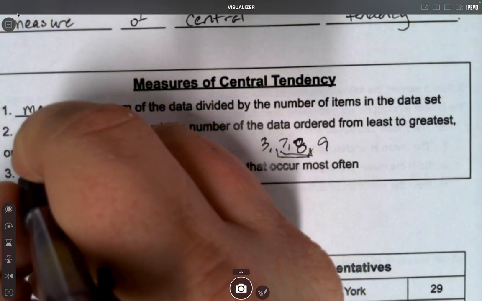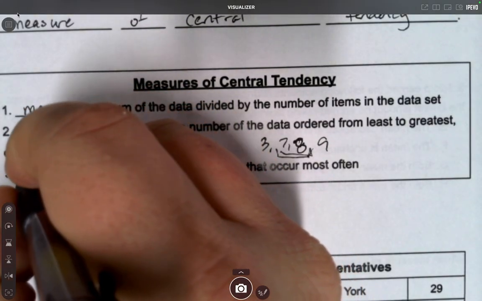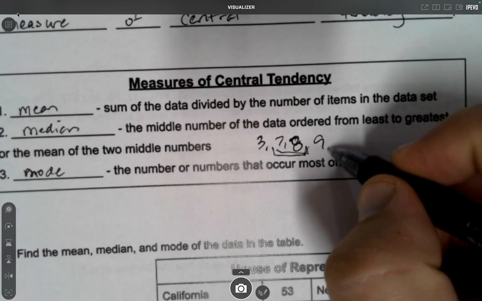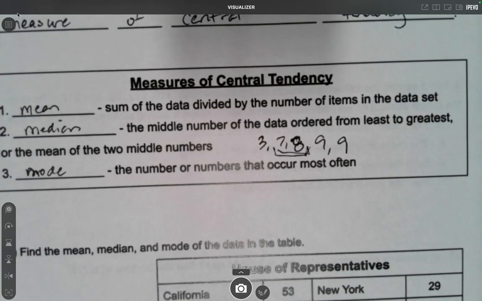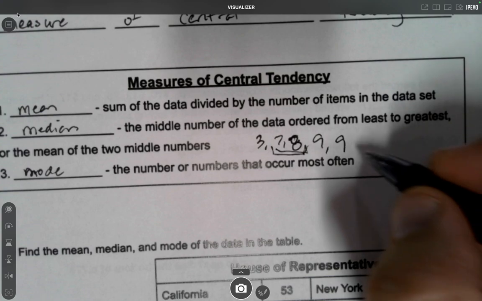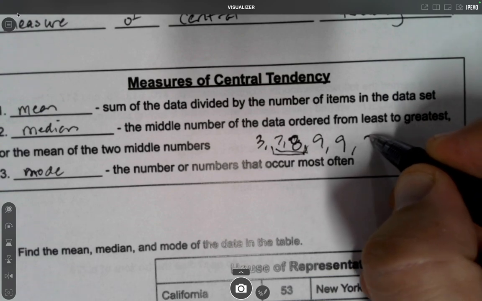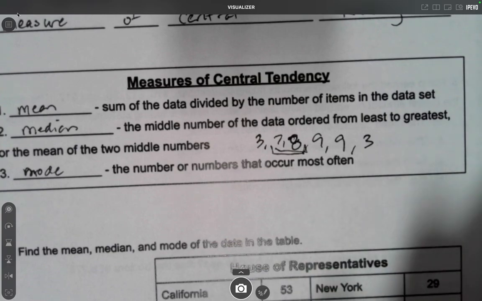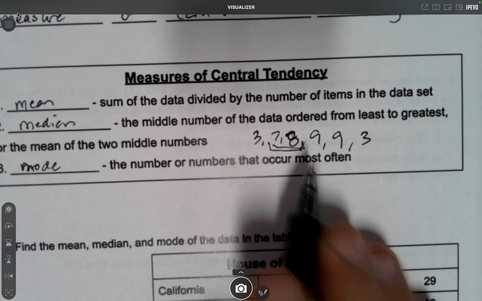And the mode. The number that occurs most often. So there's no mode in this list, but if I went ahead and added a 9, then we'd say the mode is 9 because 9 appears most often. Or if I was assuming these numbers are not in order, I added a 3, then we can say the mode, it can have 2 modes, so we'd say it's 3 and 9.